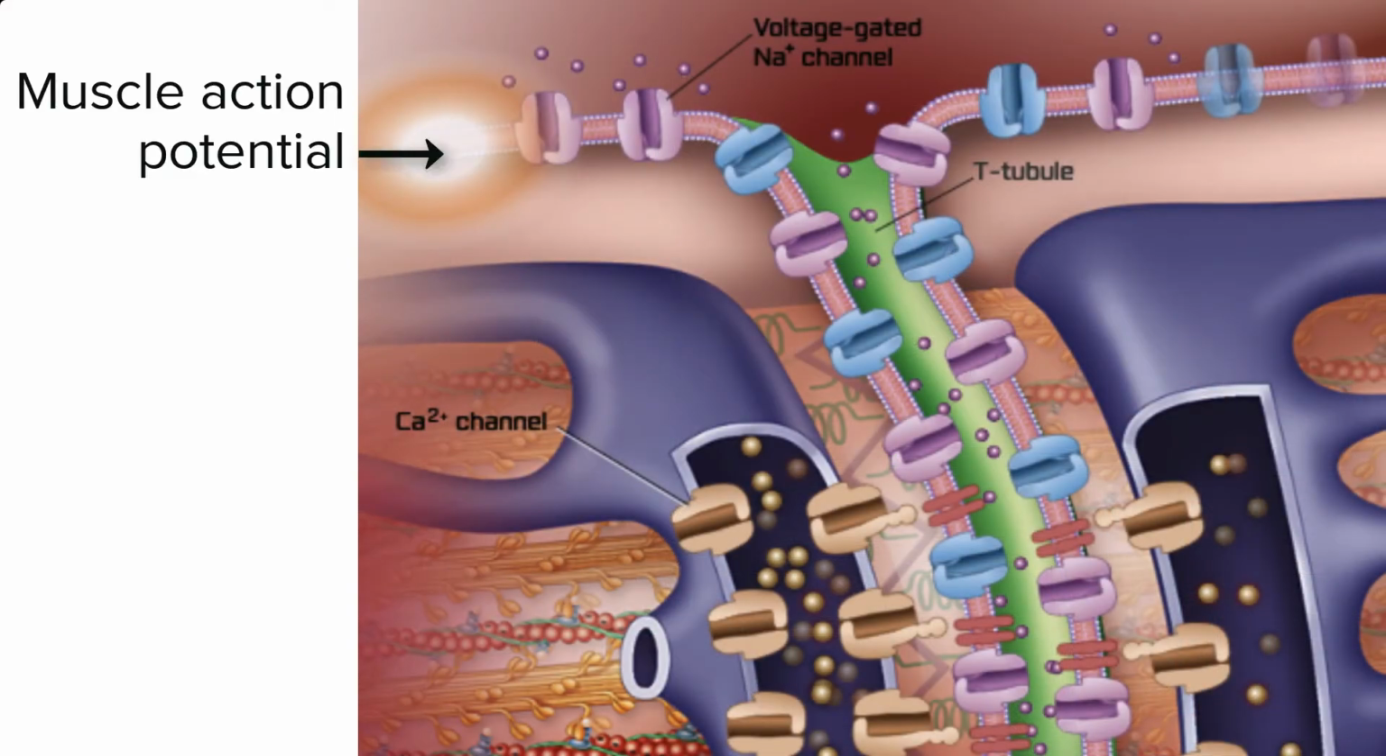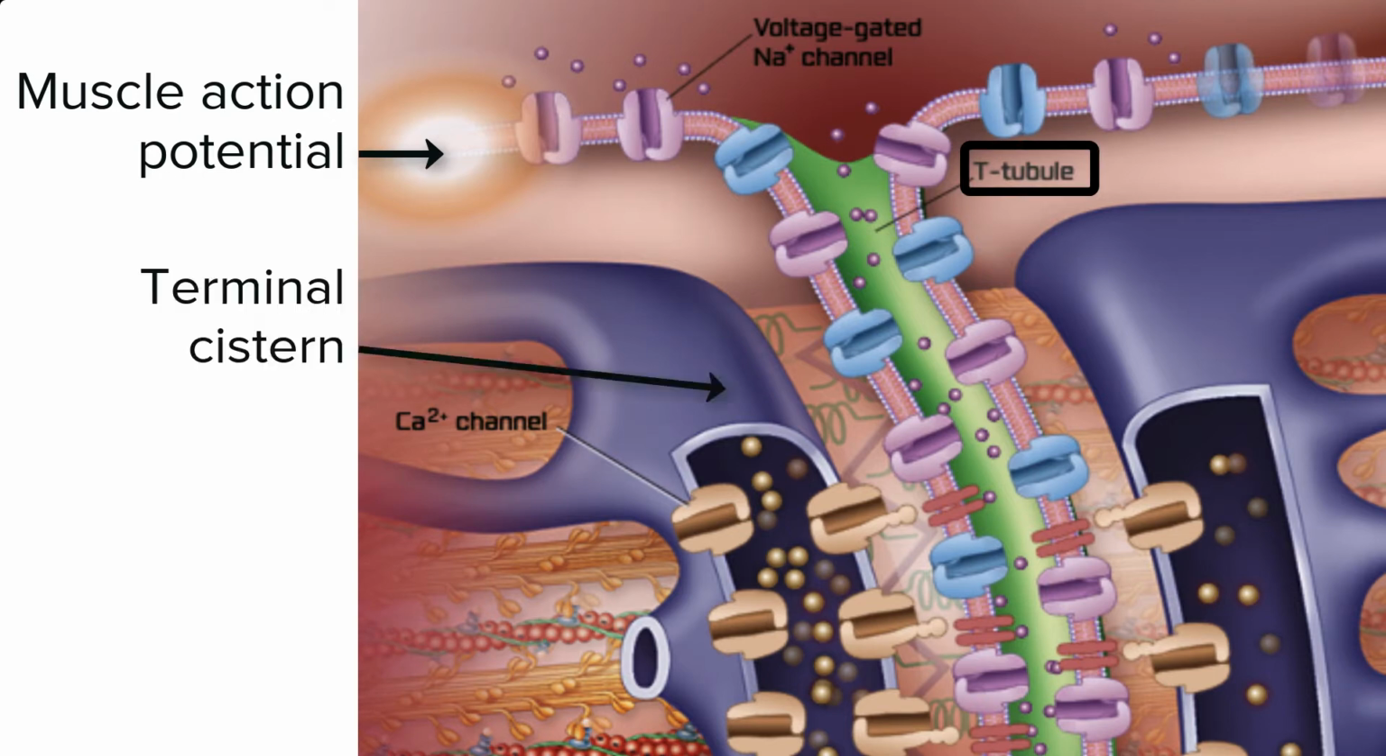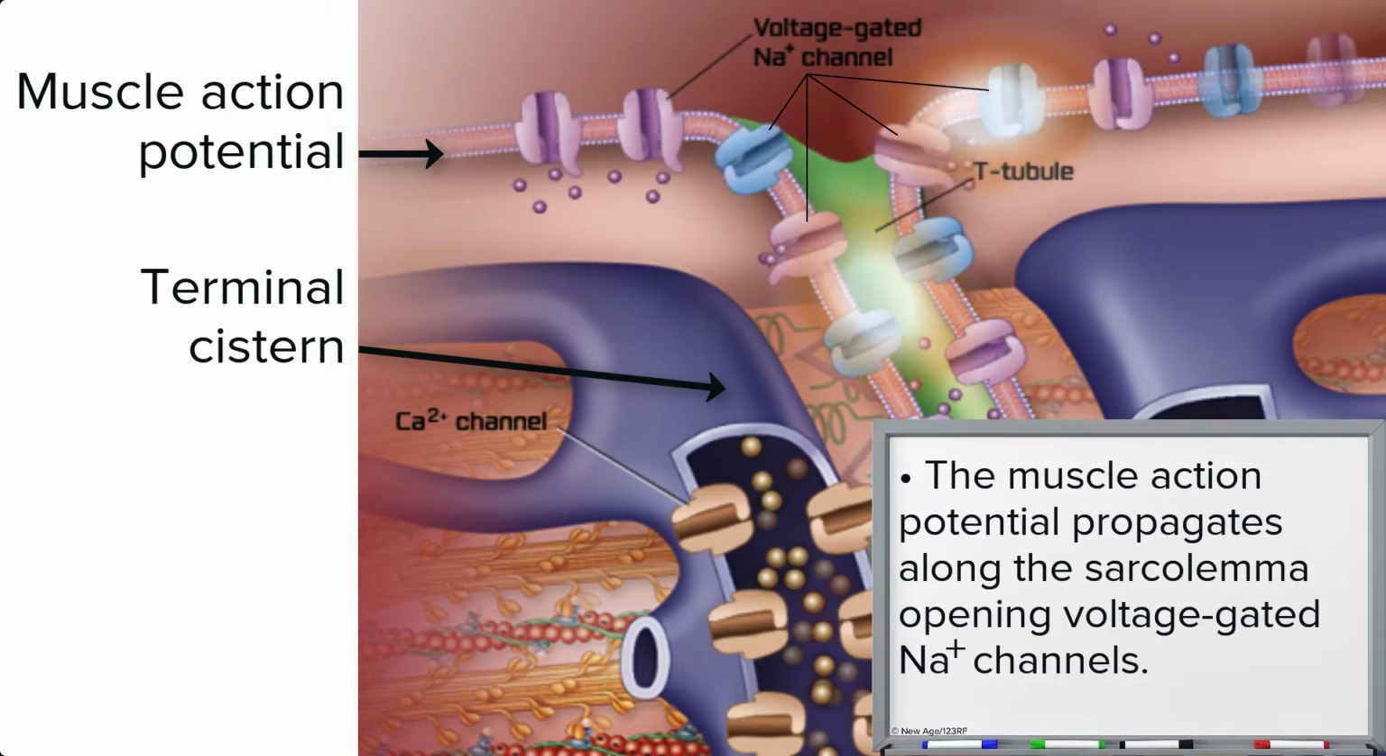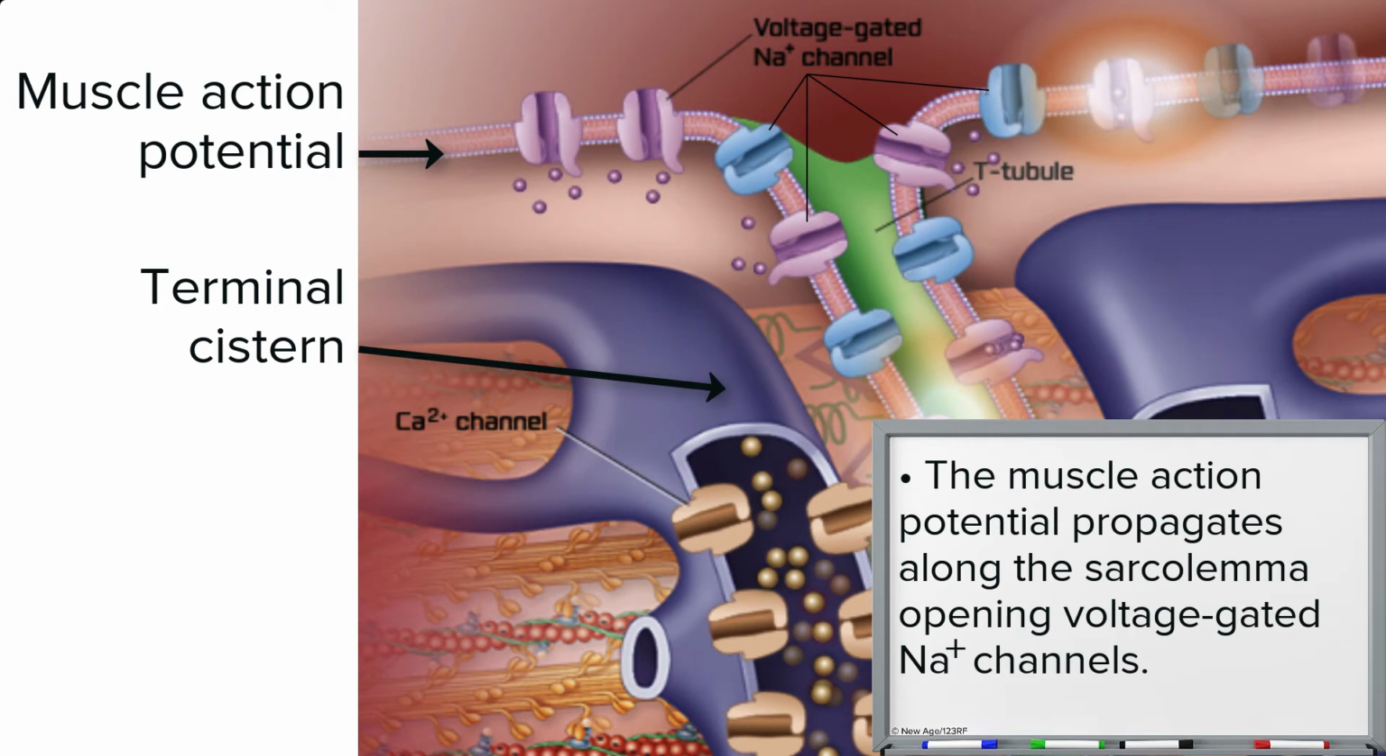When an action potential reaches a transverse tubule or T-tubule, it follows the T-tubule's path running adjacent to a terminal cistern of the sarcoplasm, all the while continuing to stimulate the opening of voltage-gated ion channels, propagating this muscle action potential all along the sarcolemma.